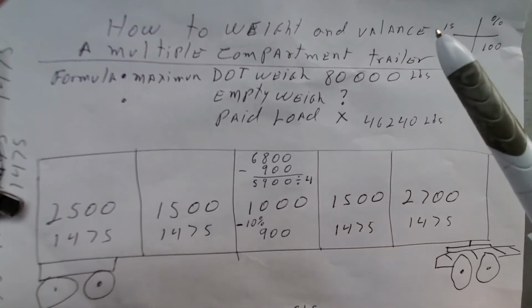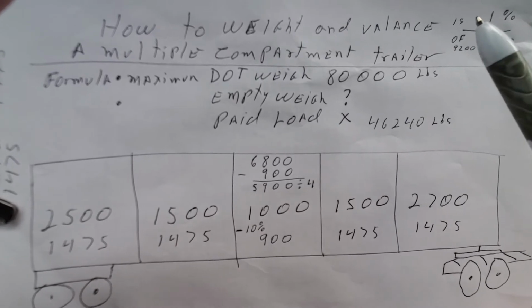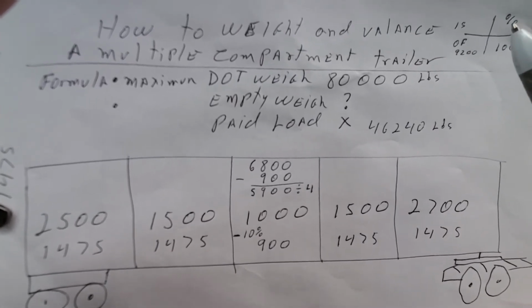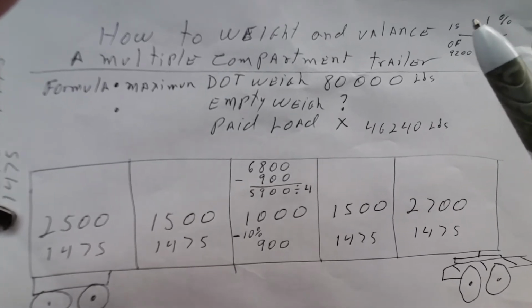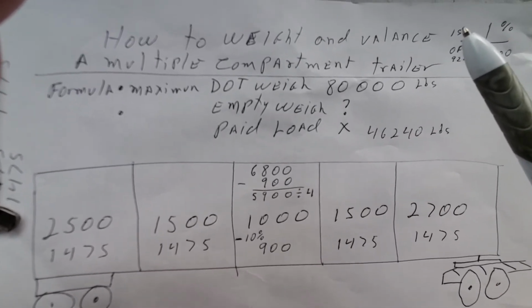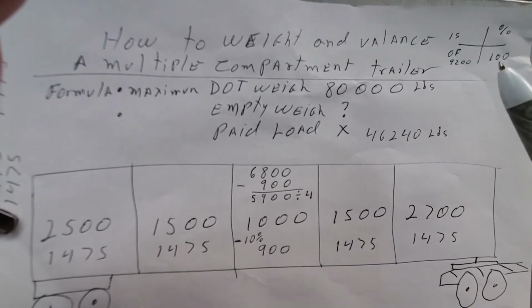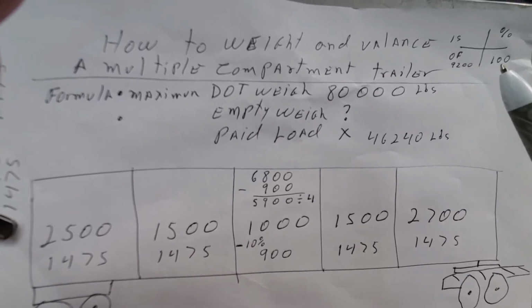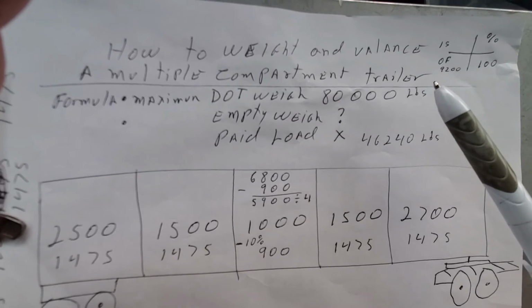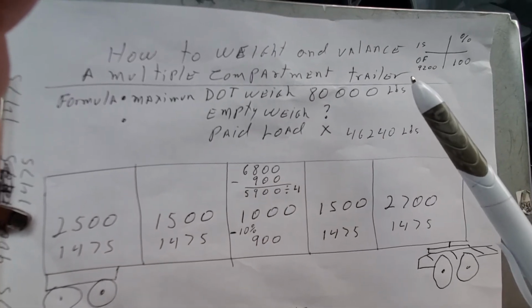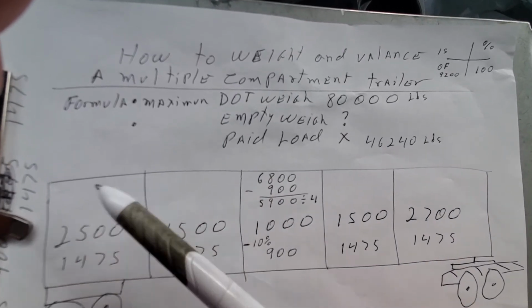2,500 gallons is what percentage of 9,200 gallons? So what you do, you multiply 2,500 by 100 divided by 9,200, and that will work out to about 27%. So that will be 27%.